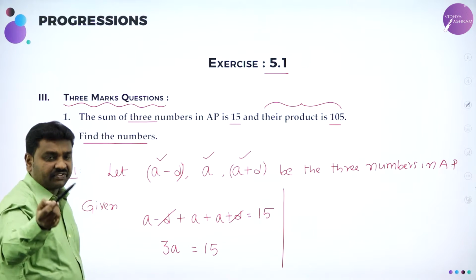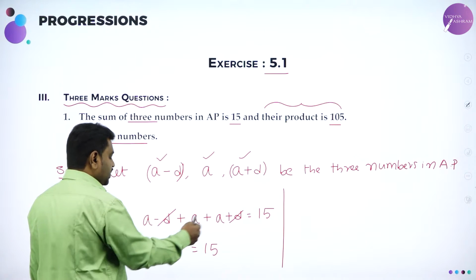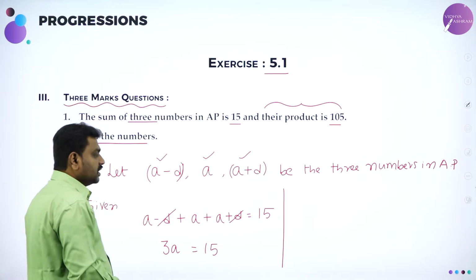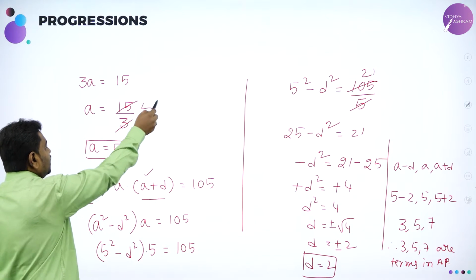And they told the sum is 15. So add them: A minus D plus A plus A plus D is 15. Minus D plus D cancels. A plus A plus A, 3A is 15. So 3A is 15 means A becomes 15 by 3. 3 fives are 15, so you got A as 5.